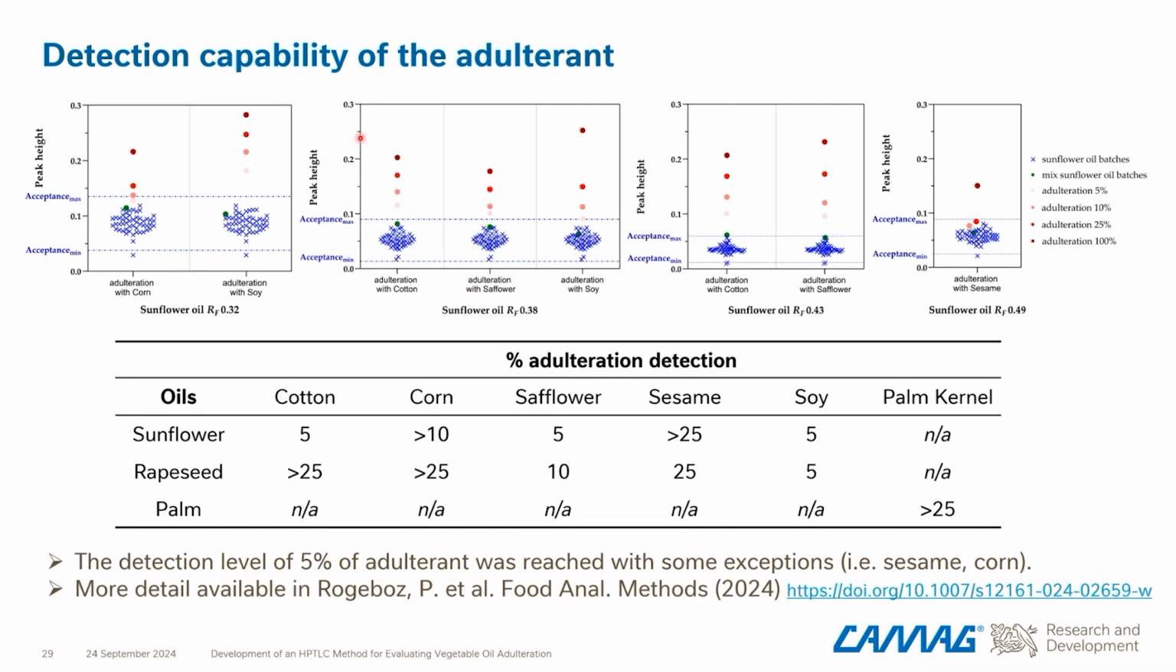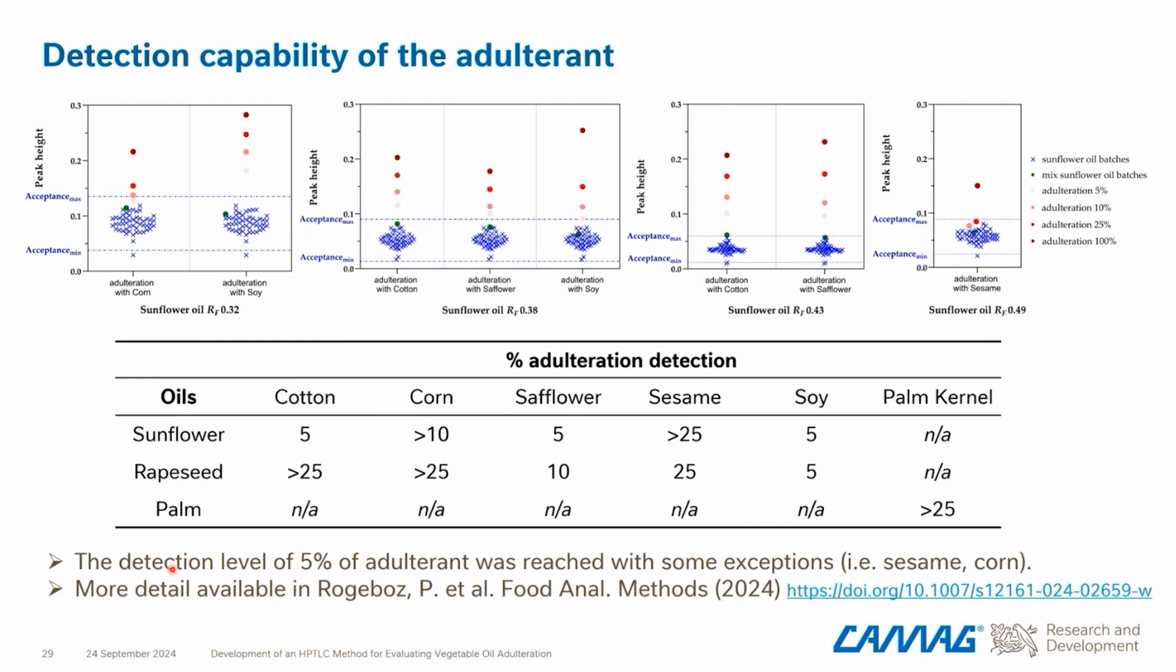And we can check easily. We can see that cotton is really well detected at 5%. But with sesame, for example, it's a bit less sensitive for the detection of adulteration, because 25% is below the maximum acceptance criteria we set.